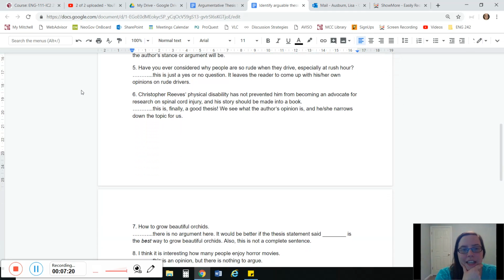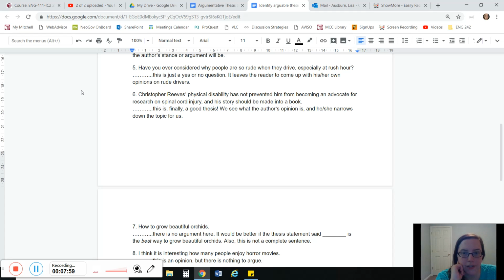Number 5, have you ever considered why people are so rude when they drive, especially at rush hour? So it alludes to an argument, rude people driving, rush hour, but it's a question, and the nature of a thesis statement is that it's not a question, it's a statement. So make sure that you do not have any need to end your thesis statement with a question mark. If you're asking a question in your thesis, then it is not a thesis statement. It will need revision.